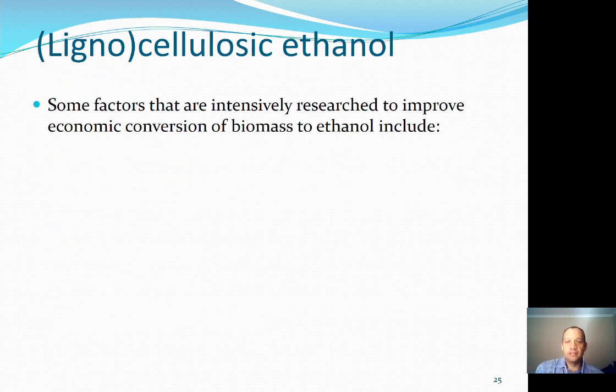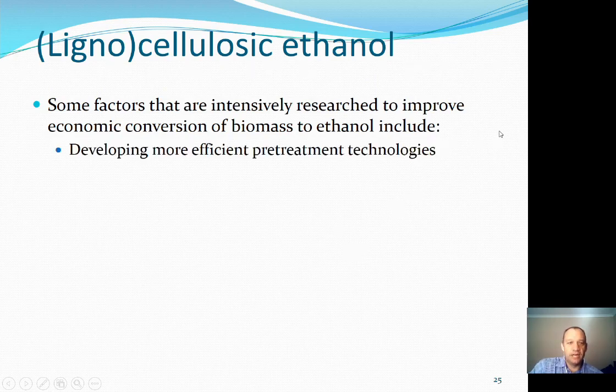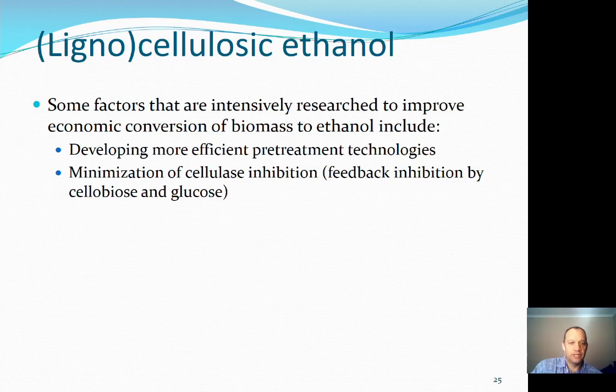So there are still lots of gaps to fill in. As I mentioned, we need improvement across the entire value chain, and this is certainly true for lignocellulosic ethanol at every step. So some factors that are intensively researched to improve the economic conversion of biomass to ethanol include the development of more efficient pretreatment technologies. As I mentioned, these basically have to be optimized in every process depending on the feedstock that you use.